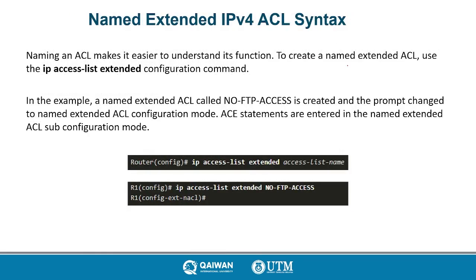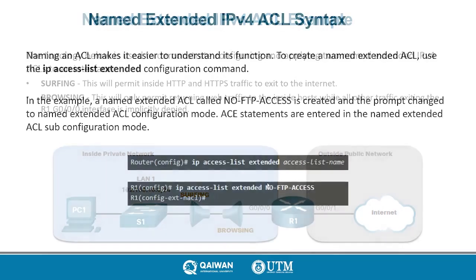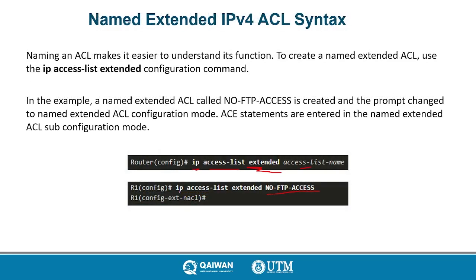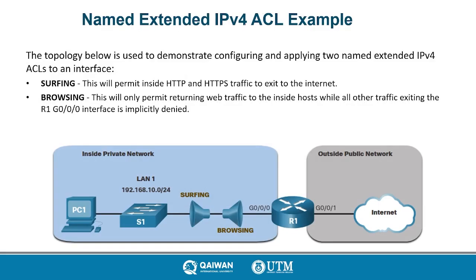The named extended IPv4 ACL is just like the standard one. It says ip access-list extended, and this one is not standard but extended, followed by the name. So, for example, no FTP access. Just take a look here. When you say ip access-list extended and the name, it will go from global configuration mode to the extended named ACL configuration mode.